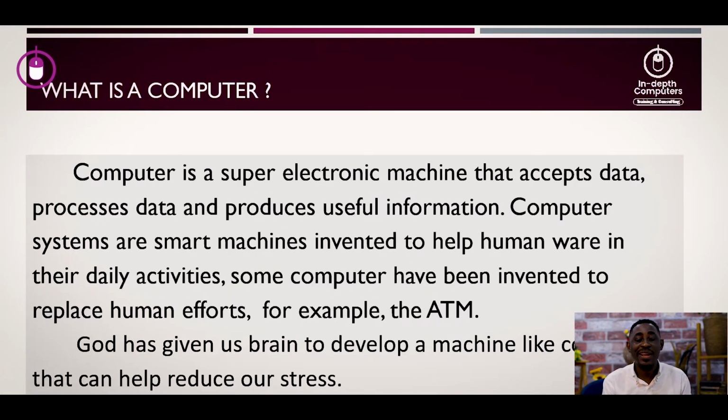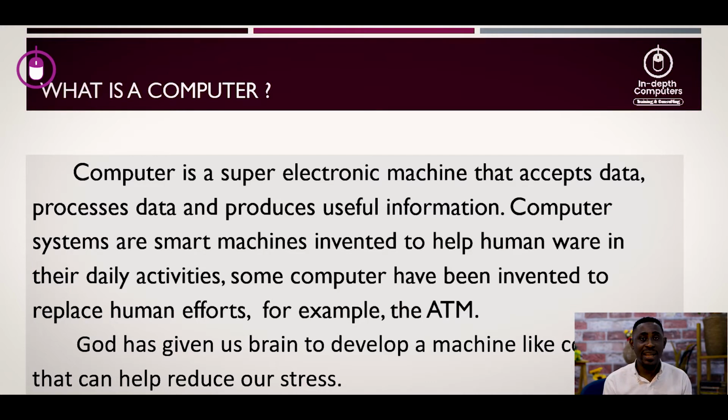Okay, so what is a computer? A computer is an electronic machine that accepts data, processes data, stores data, and produces useful information. Computer systems are smart machines invented to help humans work in their daily activities. Some computers have been invented to replace human effort, for example, the ATM. Now listen to what I'm trying to say because I just read what we have on our slide here.